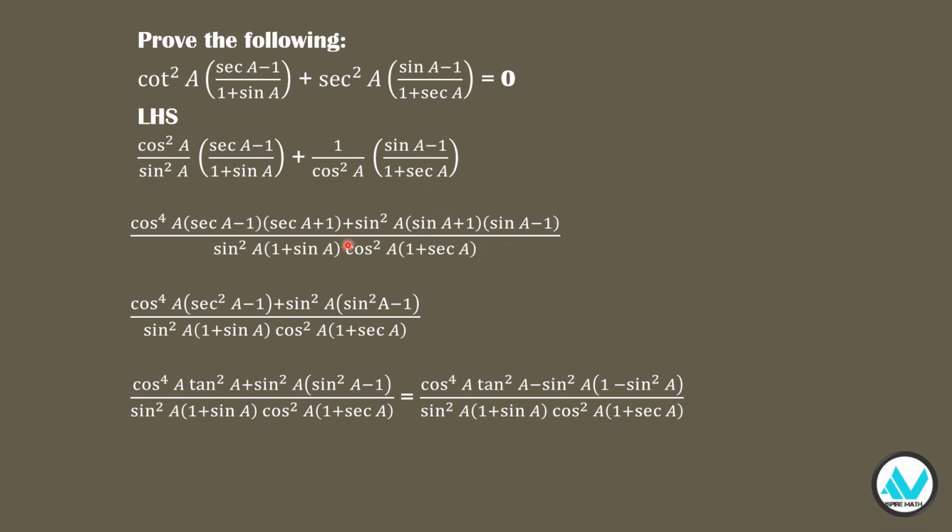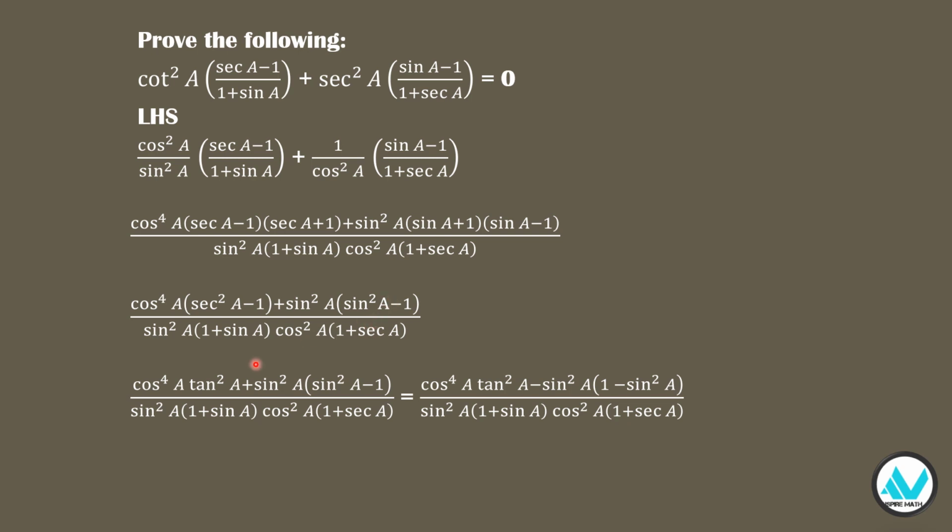Now here, cos power 4a, I have a minus b and a plus b. It's nothing but the identity a square minus b square. So (secant square a minus 1) plus sin square a into (a plus b) into (a minus b) is nothing but a square minus b square, that is (sin square a minus 1) by the denominator.